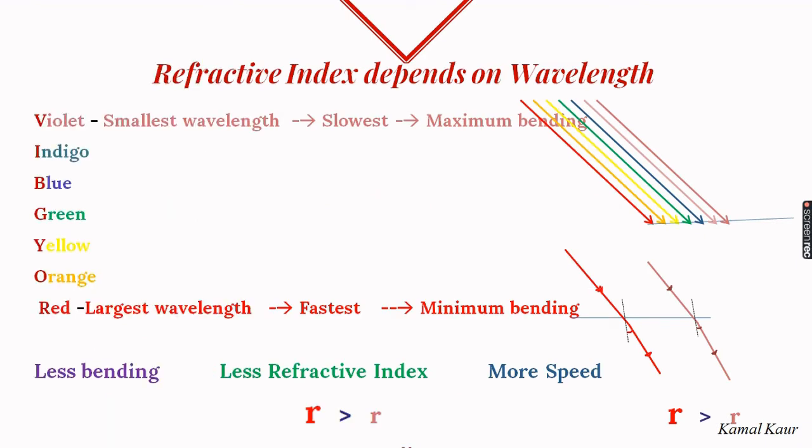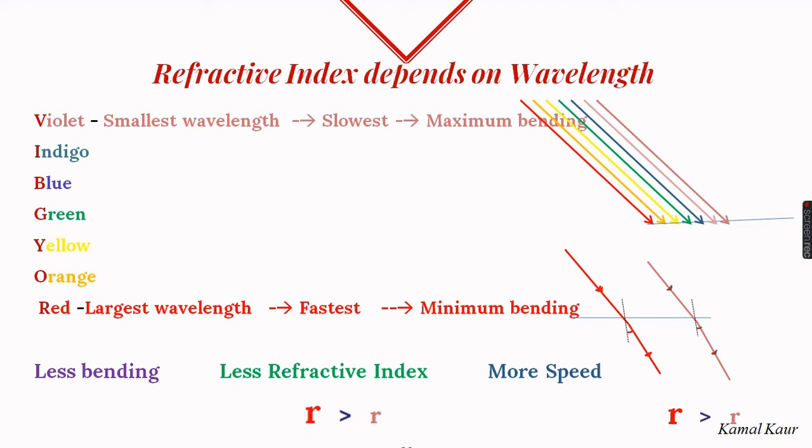Now one more thing here we need to understand. We have seen that red color shows minimum bending, violet color shows maximum bending. Now notice the angle of refraction for both of these rays. We can see that in the case of red color, the angle of refraction is larger, while in the case of violet, the angle of refraction is smaller.